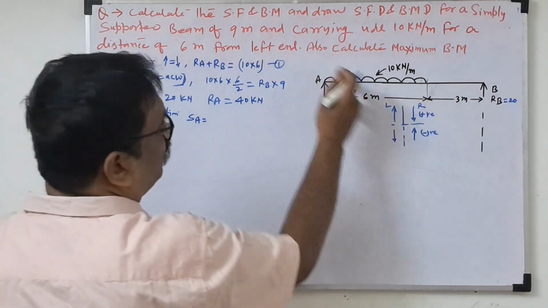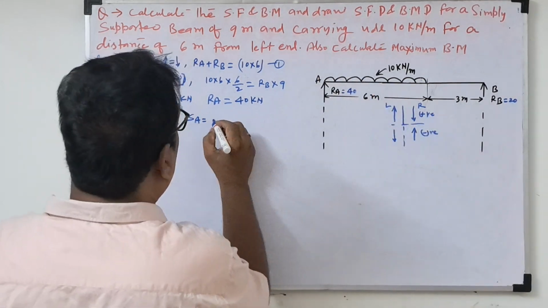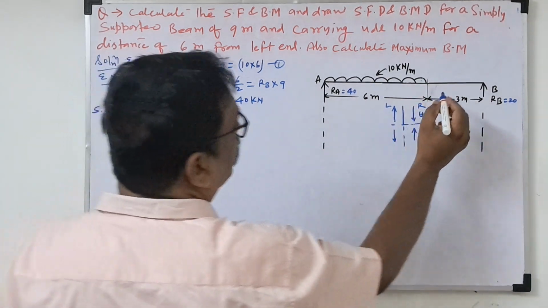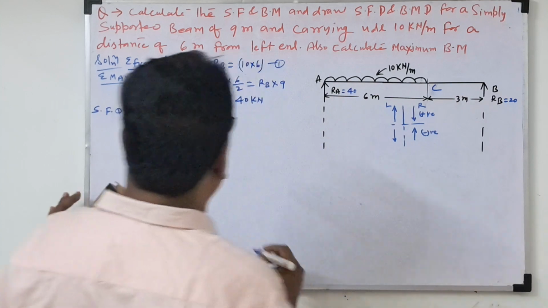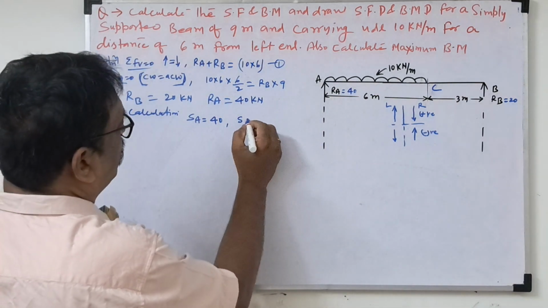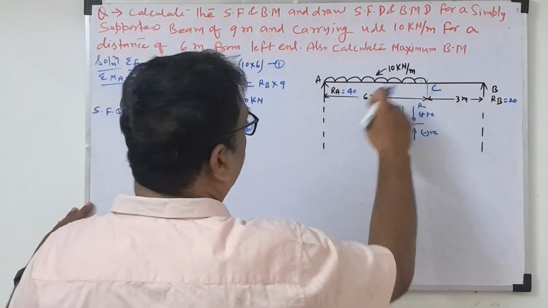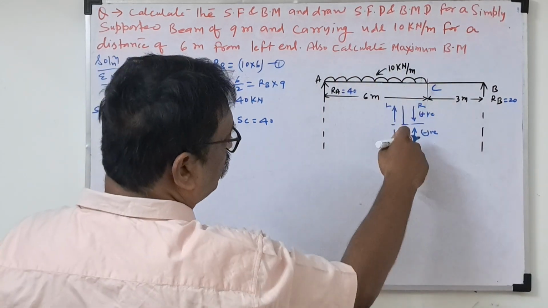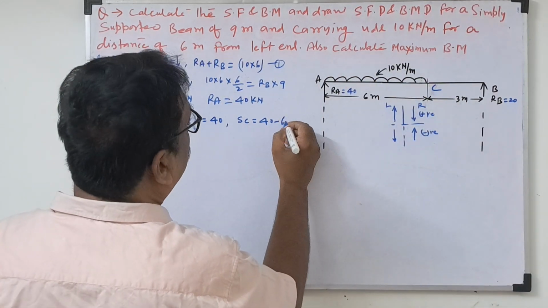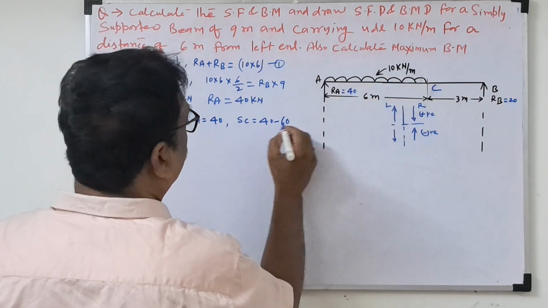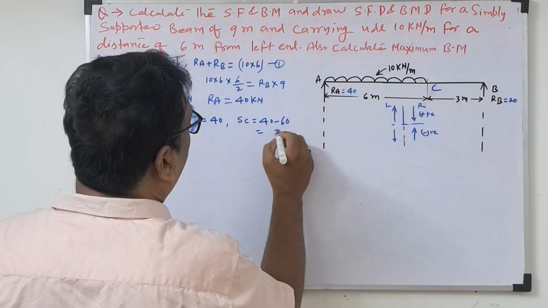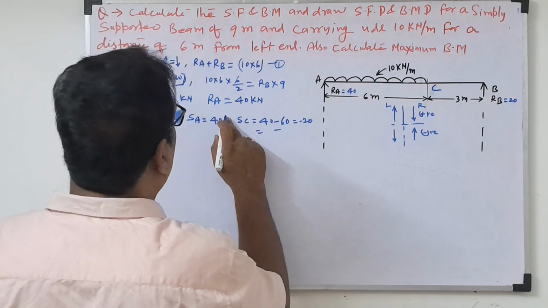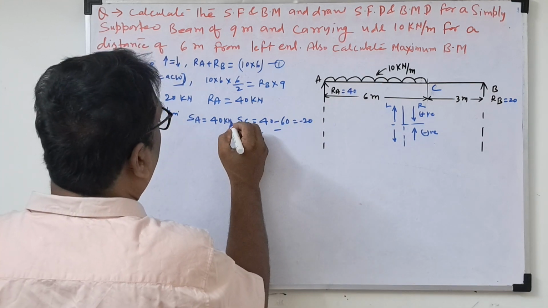SA, shear force, left side positive 40. Then you see the points A, B, C. Take some point C. So what is the shear force at C? 40 upward force is positive. This is downward force, negative. Downward force how much? 10 into 6, which is 60. So this comes minus, right here itself, minus 20 kilonewton. You also need to write kilonewton.